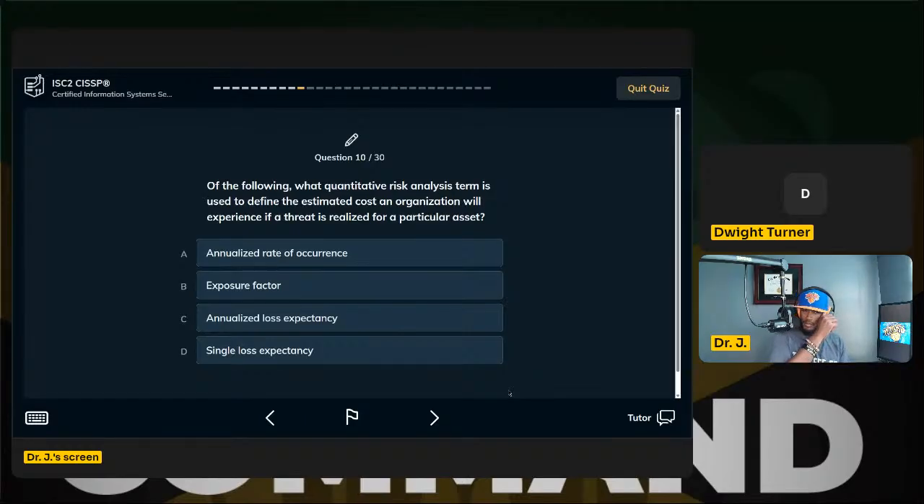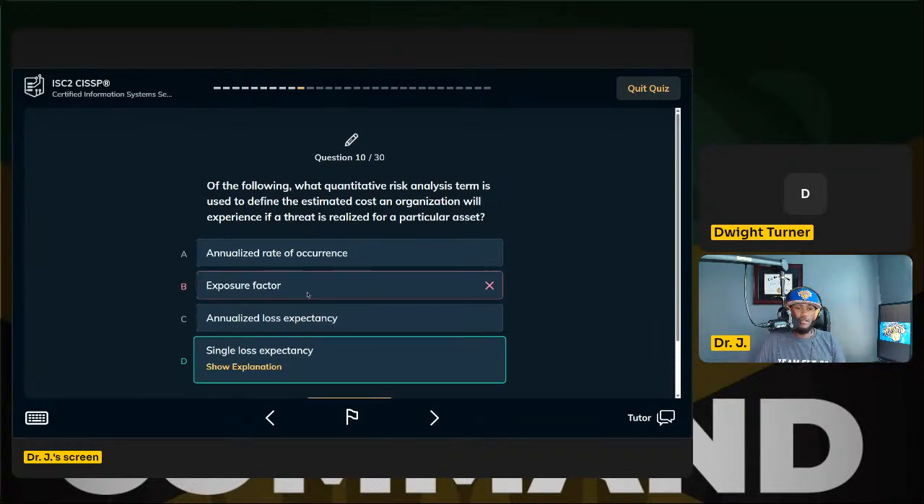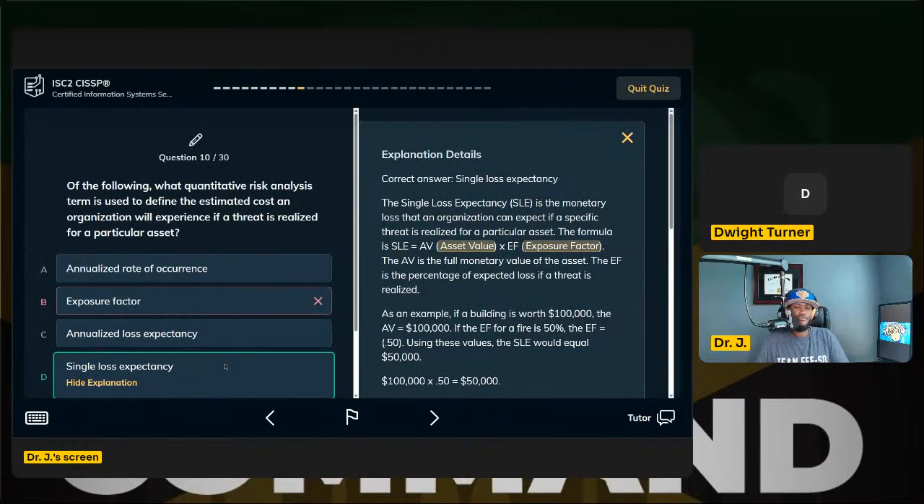Yeah, I believe this is Bravo. I believe this is exposure factor. Wow, ouch. Single loss expectancy. So the SLE is a monetary loss. Because I'm thinking exposure factor is like, I was thinking decimal, but yeah, exposure factor. So I see an example there. Yeah, EF for fire is 50%. The EF is 0.50.